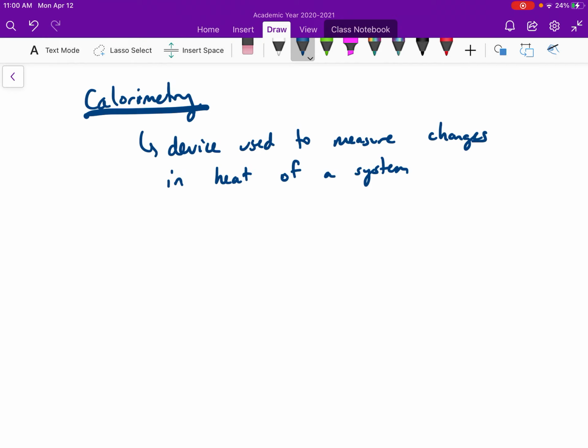So here's the formula for how we use calorimeters. So it's Q, heat, equals MC delta T. We'll talk about each one of these. So Q is heat, okay? M is mass.